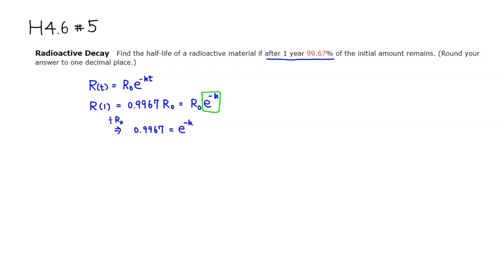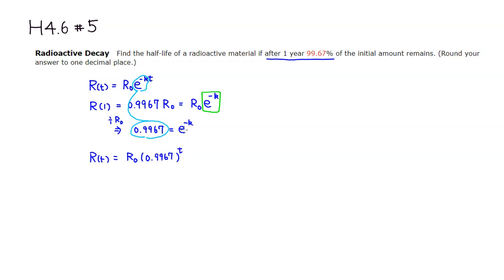So we know that we can plug this in right here, where there's e to the negative k. So this equation becomes, maybe I'll write it down here, R of t is equal to R0 times e to the negative k, which happens to be this particular number, 0.9967. And then we still have to raise it to the t power.